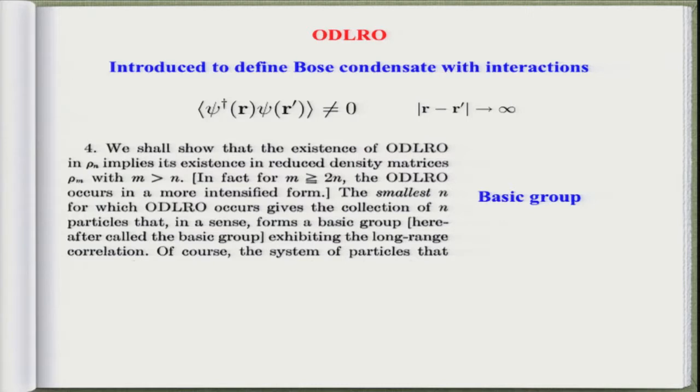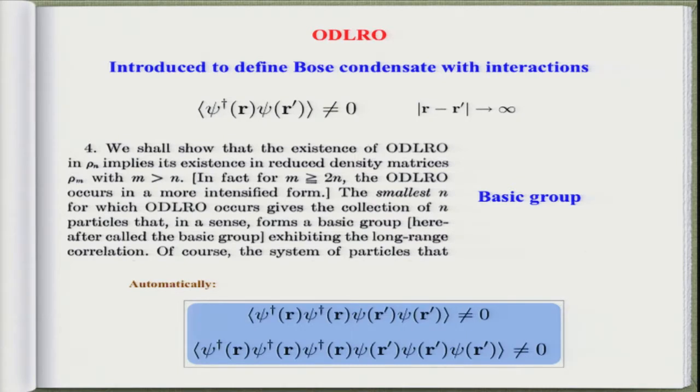But there is one concept which is not widely discussed in the literature. And I put here the first paragraph of Professor Yang's Reviews of Modern Physics paper. Now he said, okay, the existence of off-diagonal long-range order in rho n will imply its existence in a reduced density matrix rho m if m is larger than n. That means if I have ODLRO in the one-body density matrix, I will automatically have the long-range order in the two-body and three-body density matrix.